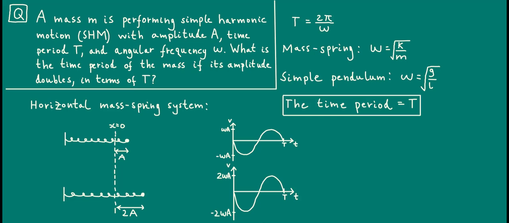And indeed, the average speed also doubles. So even though the mass has twice the distance to cover, it's moving twice as quick on average, and so completes a cycle in the same amount of time as the original scenario.